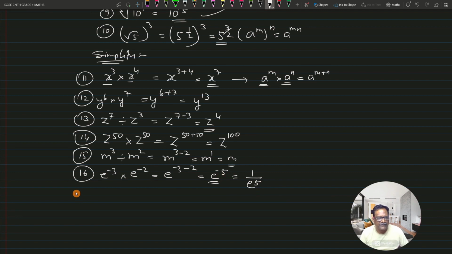Okay, so see, what I am doing here is I am applying all the laws, all the rules that we have mentioned in those 7 points. That only I am using over here. 17th one is y raised to minus 2 multiplied by y raised to 4. So this will be equal to y raised to minus 2 plus 4. This will be y raised to 2. Okay, minus 2 plus 4 is 2.